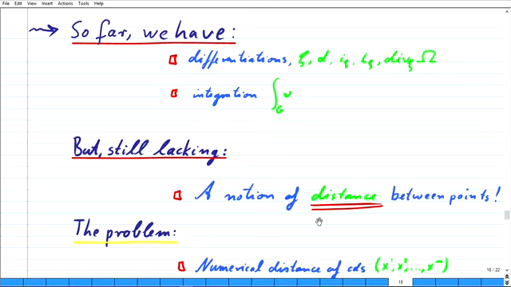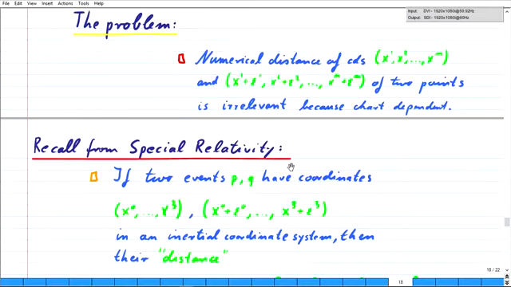In other words, I'm not saying the distance is there and we just don't know how to calculate it. No. We haven't endowed the manifolds with a structure of distance yet. We haven't even defined what distance should mean on a differentiable manifold. We need to do that. So the problem is that the numerical distance between 2 points is coordinate system dependent. So we can't just use that.